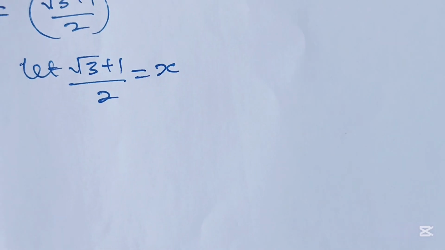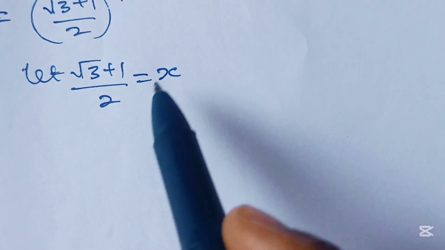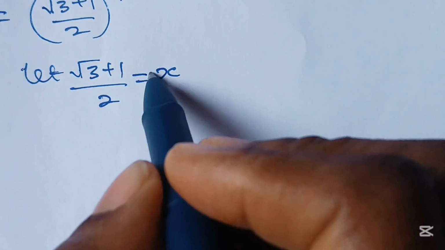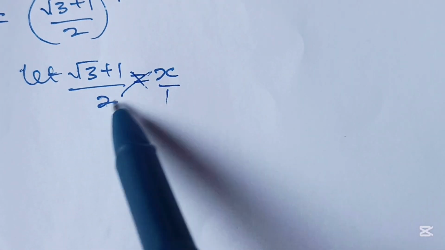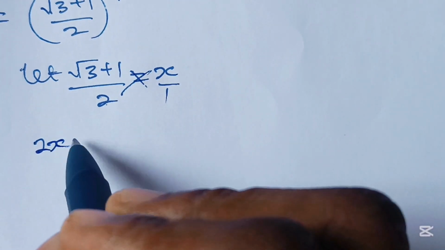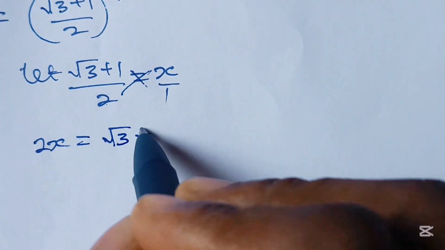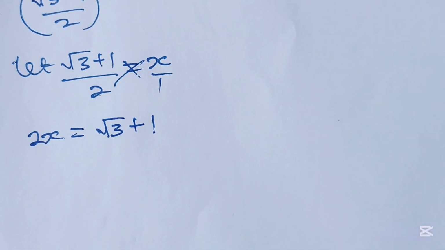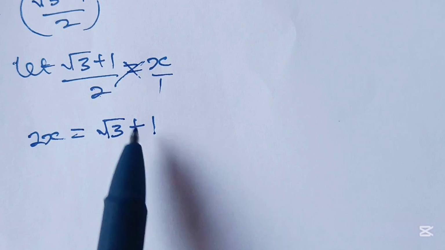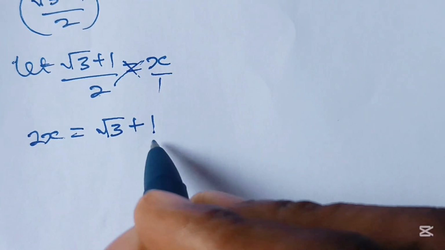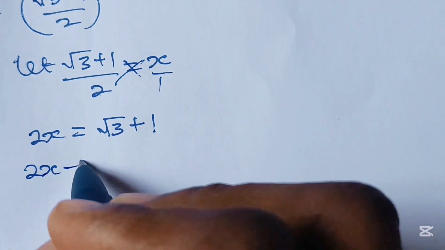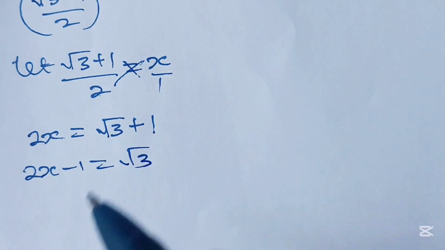Now if this is equal to x, we are going to cross multiply. At a point I'm going to explain why I'm doing what I'm doing. So 2 times x will give us 2x is equal to square root of 3 plus 1. Then I always say, transfer your constant to the other side, leave anyone under the square root sign on one side. So we are going to transfer plus 1 to become minus 1. So we have 2x minus 1 is equal to root 3.